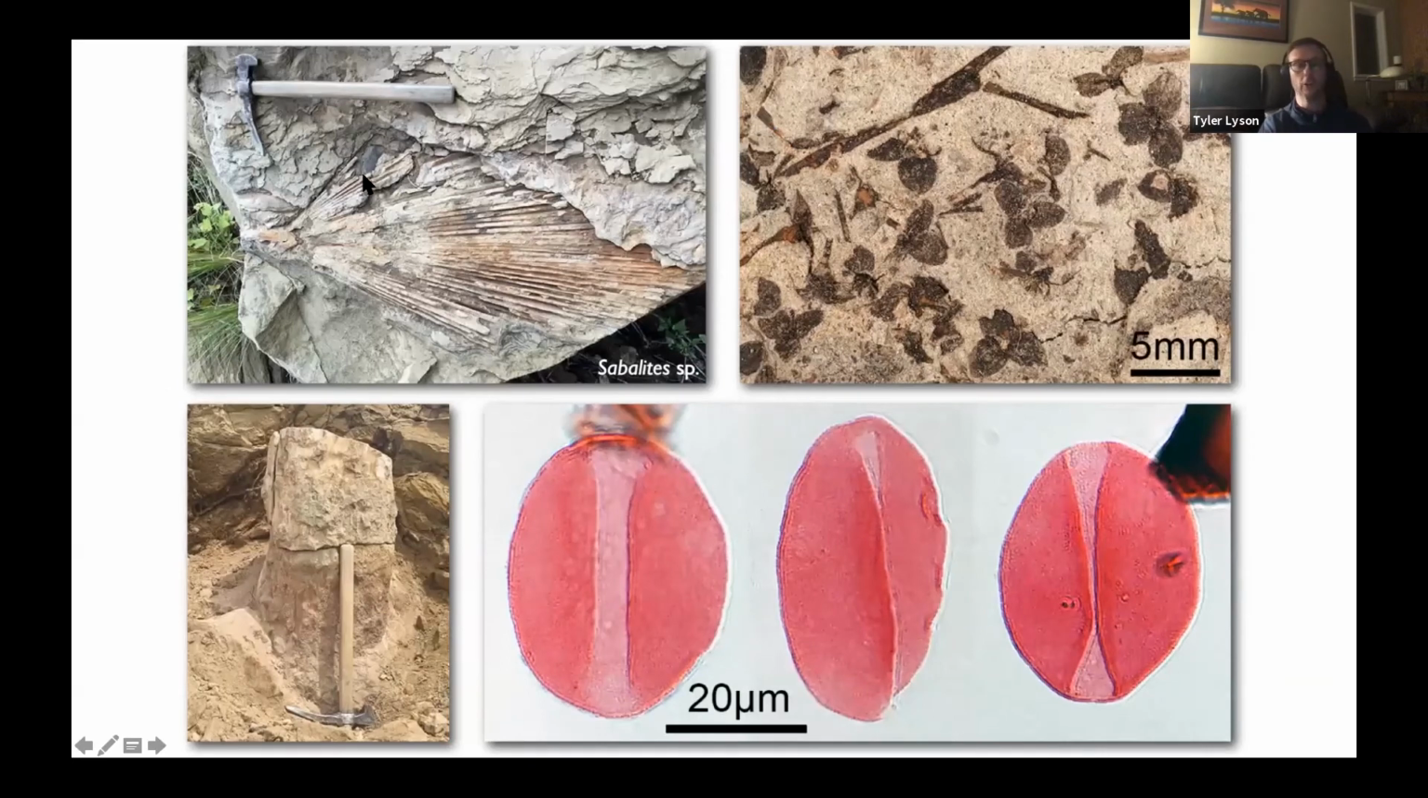And we also found lots and lots of fossil palms as well, like Ian mentioned. Here's a big palm frond. Here are palm flowers. We found lots of the tree stumps of palm trees. And then this is what the palm pollen looks like.